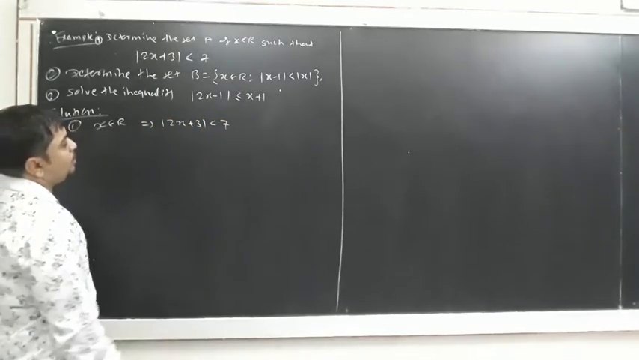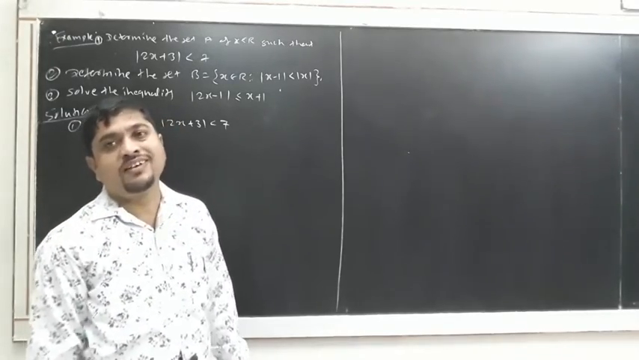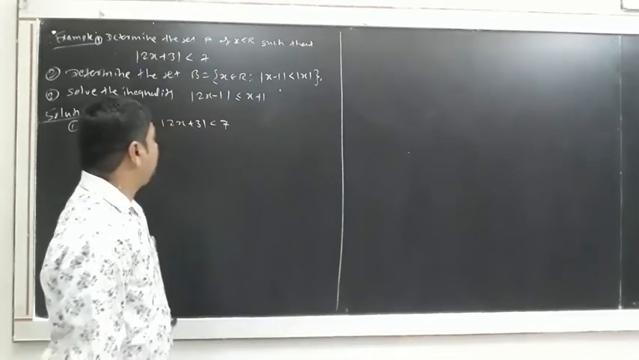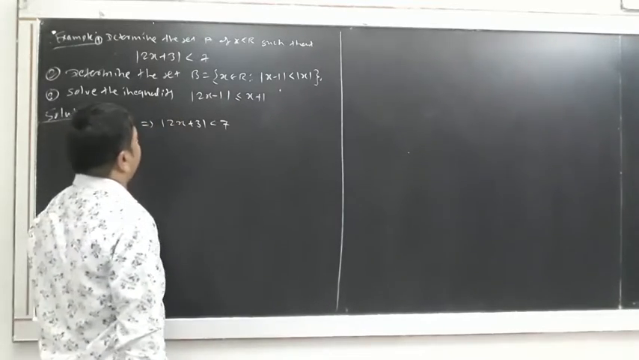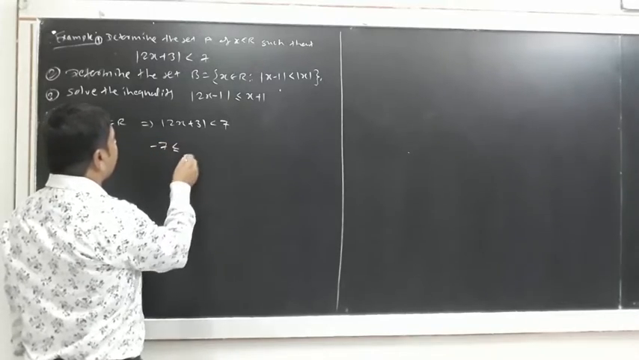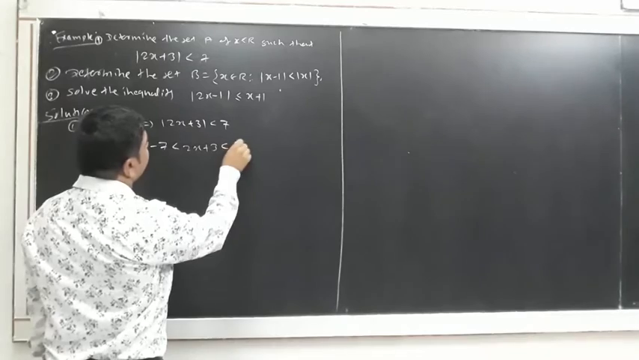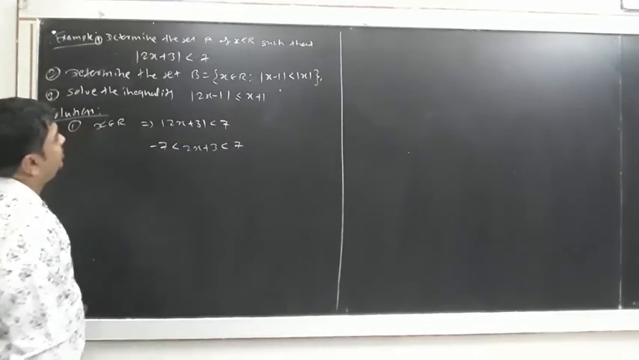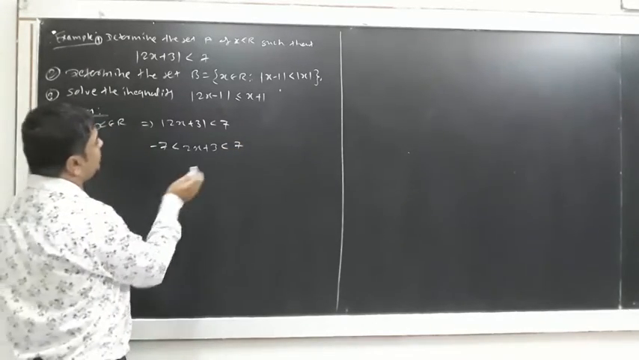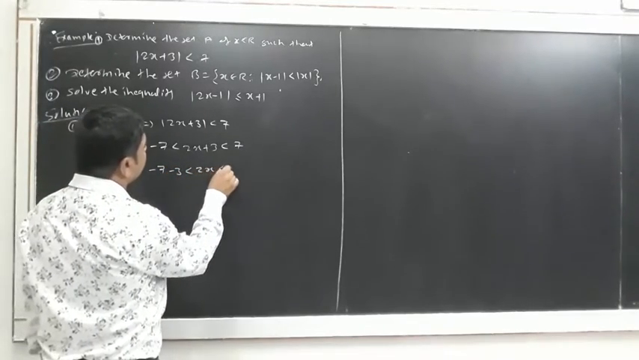Just use the property: mod of A is less than C implies minus C is less than A is less than C. So it should be minus 7 less than 2x plus 3, which is less than 7. Okay, so what can we write? Just subtract 3 from all sides.